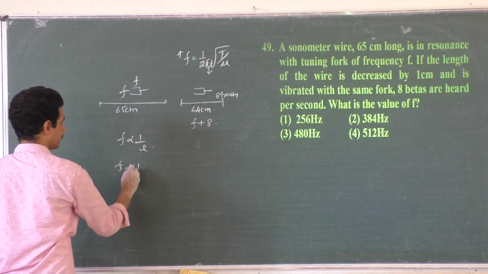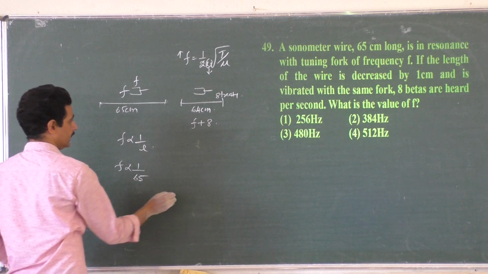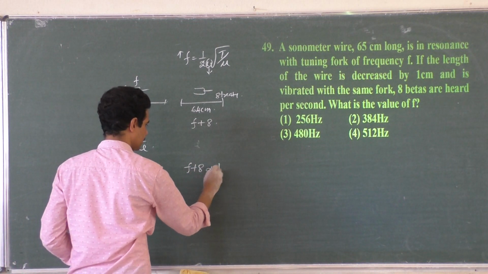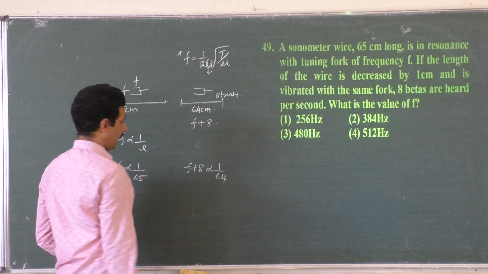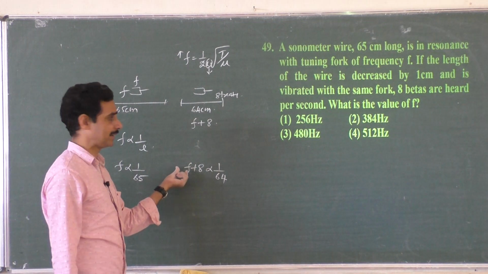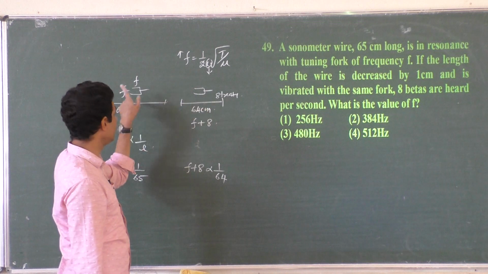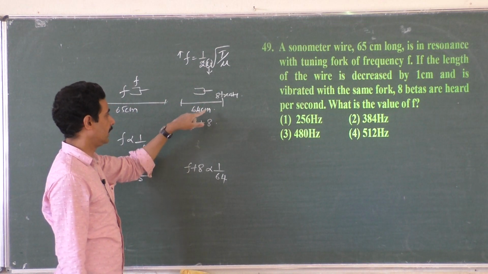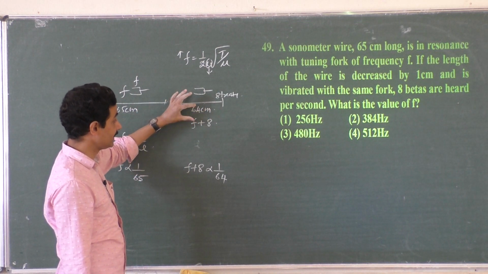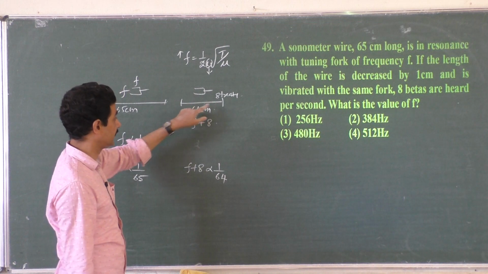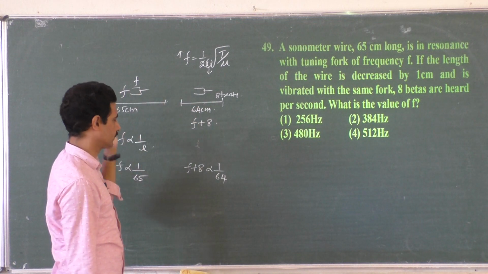F is inversely proportional to 65. F plus 8 must be inversely proportional to 64. How did you come to the conclusion that it is F plus 8? Length has decreased, so frequency must increase. But now it gives 8 beats. 8 hertz should be the extra frequency gained by this. The tuning fork frequency remains the same, so 8 beats.